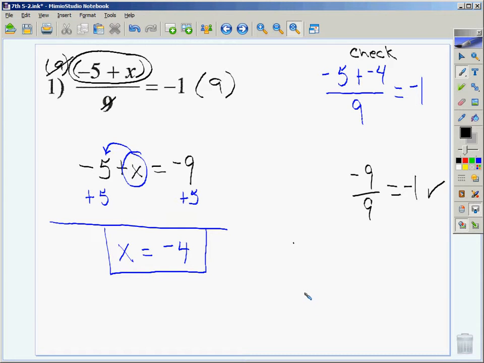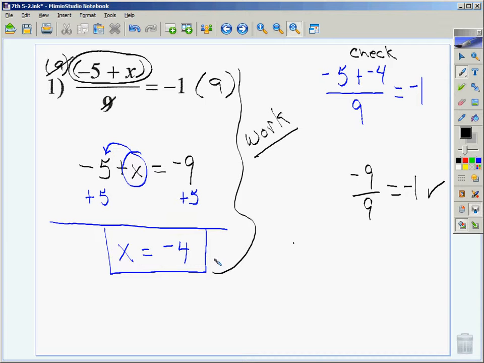You don't have to check all of your answers, but to get credit, you do have to show your work to get to the answer. I don't want to just see negative 4. I want to see the steps it took to get to a negative 4. However, before you bring a question up to me and ask me, is this right? What should you do first? You should check it to see if it's right. You can substitute it back in to see if you're getting the right answer.